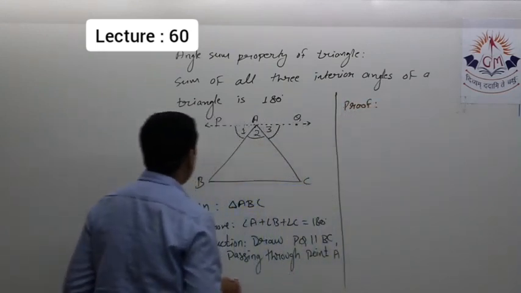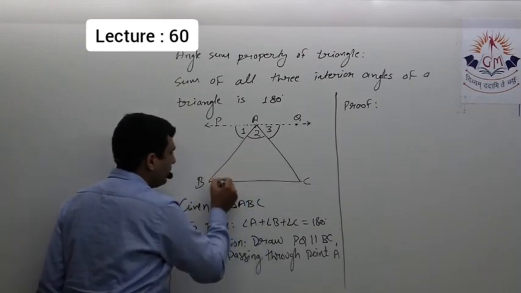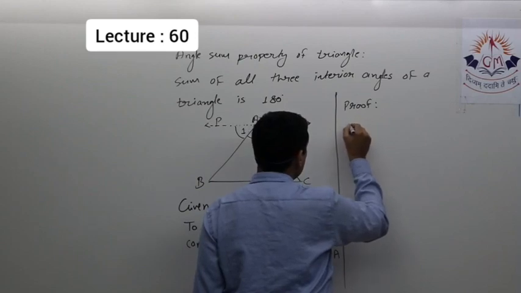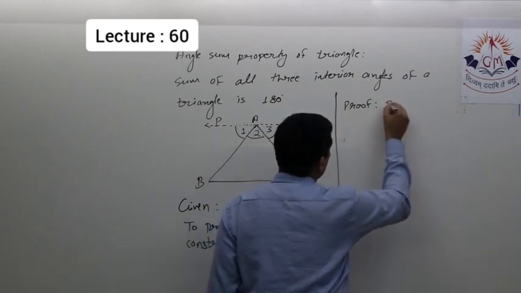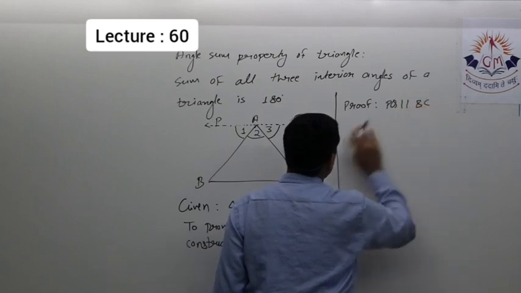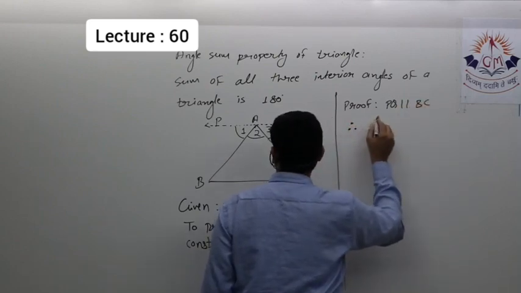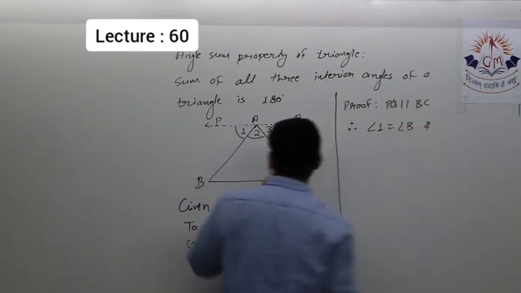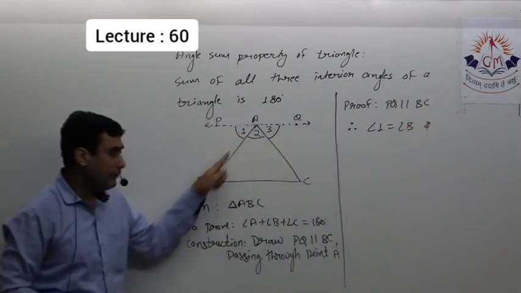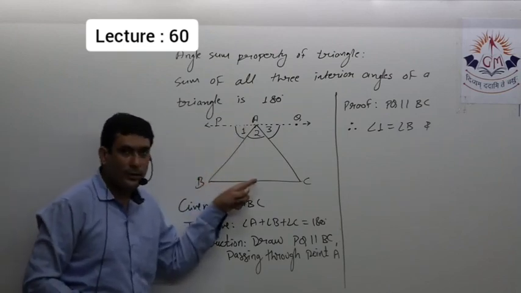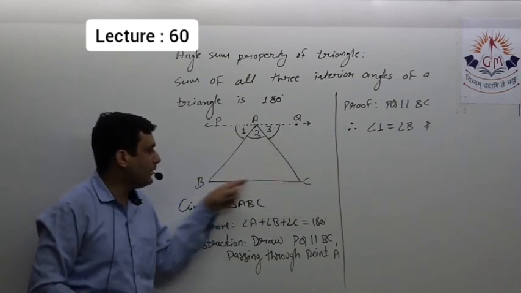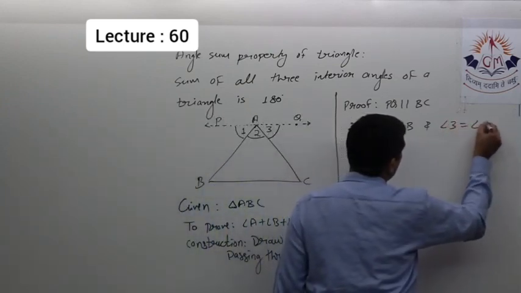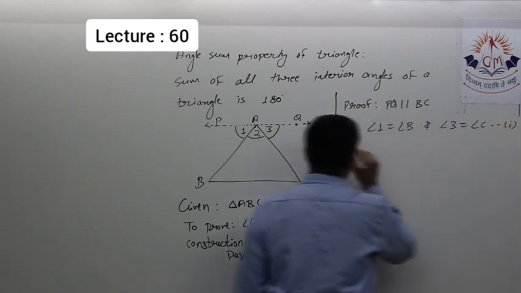Proof: PQ is parallel to BC, therefore I can write angle 1 is equal to angle B, as well as angle 3 is equal to angle C. Angle 1 equal to B, they are alternate interior angles. Angle 3 equal to C are again alternate interior angles. So angle 1 is equal to angle B and angle 3 is equal to angle C. Let this be equation number 1.